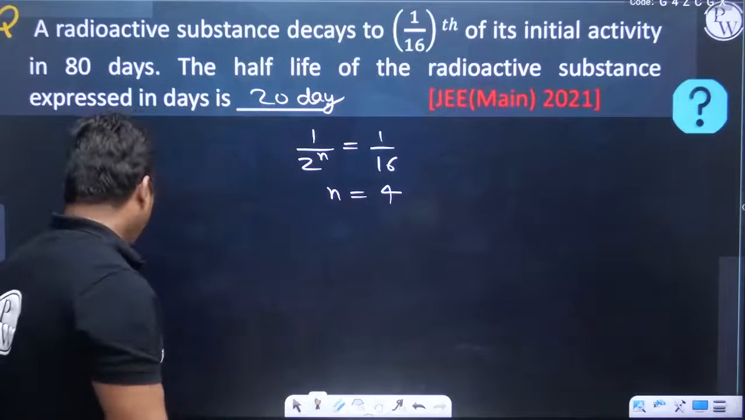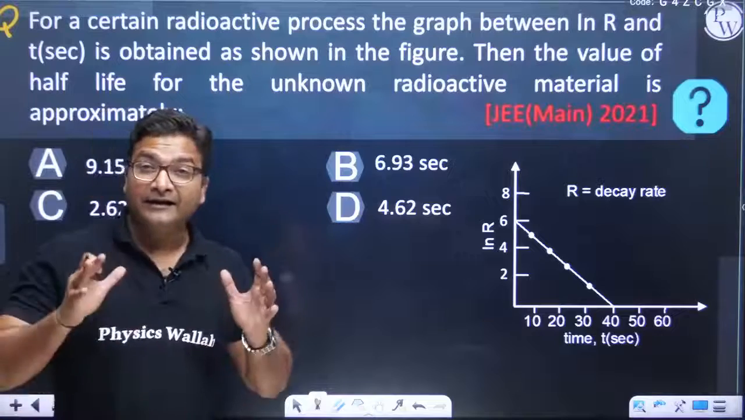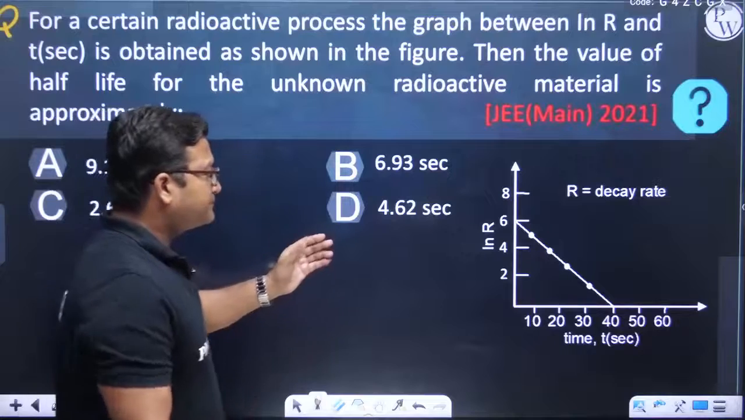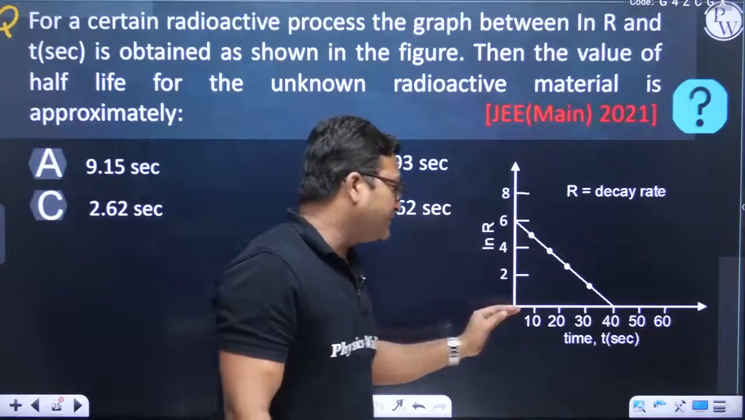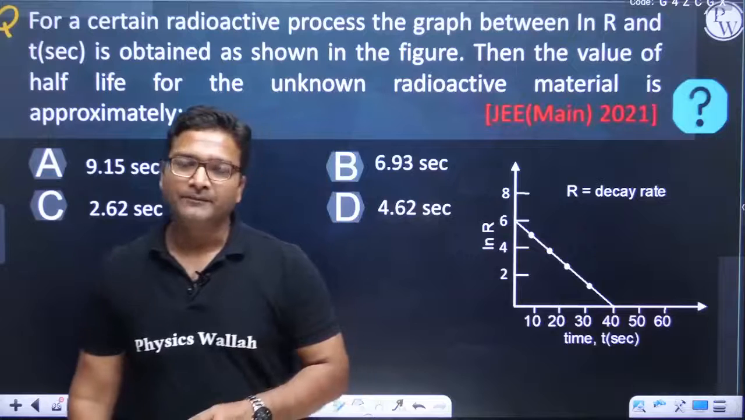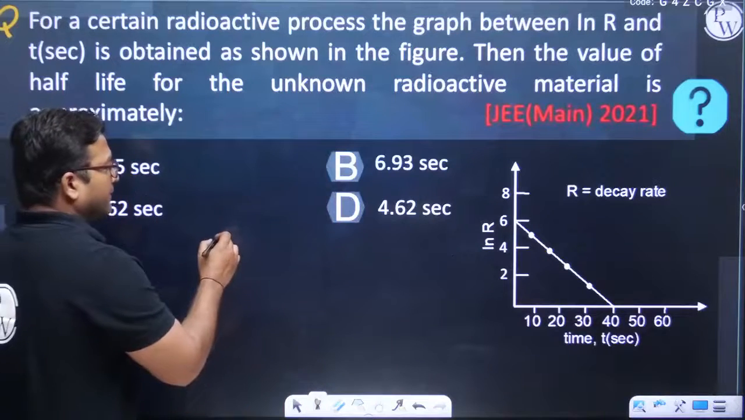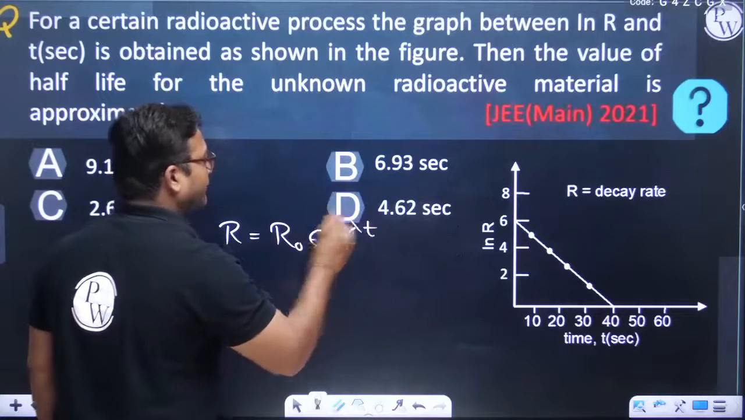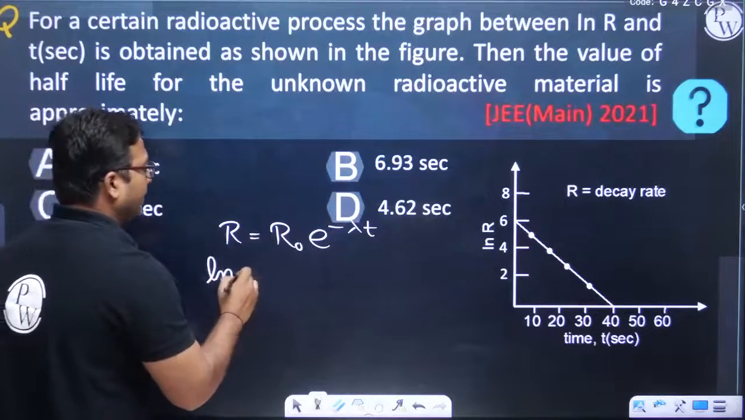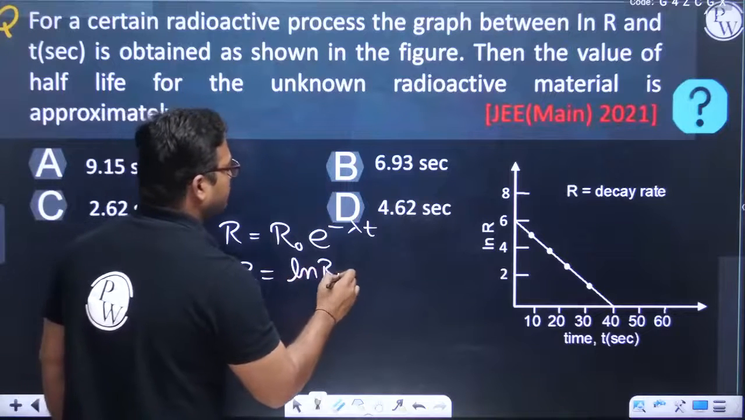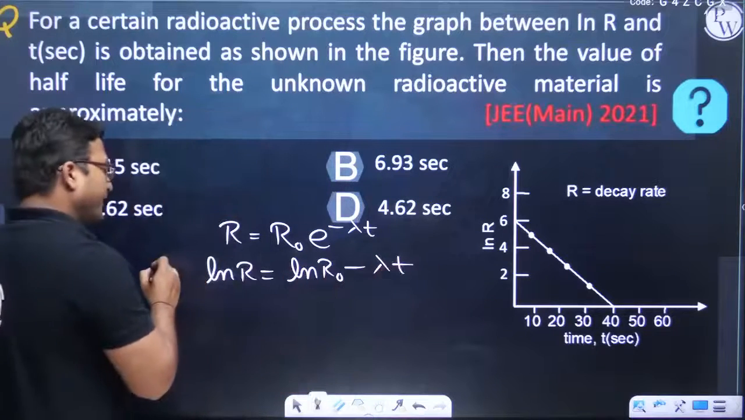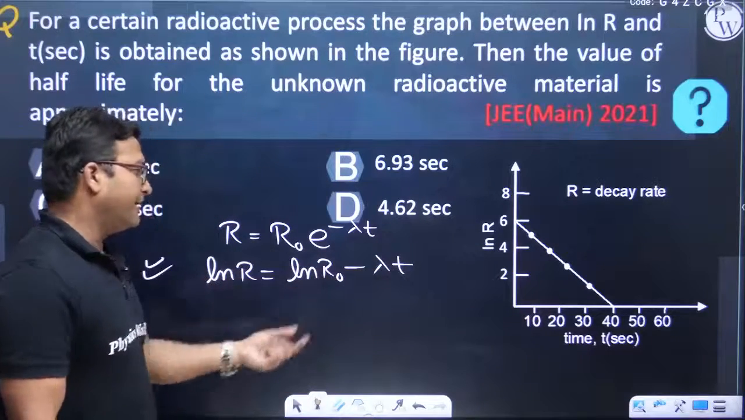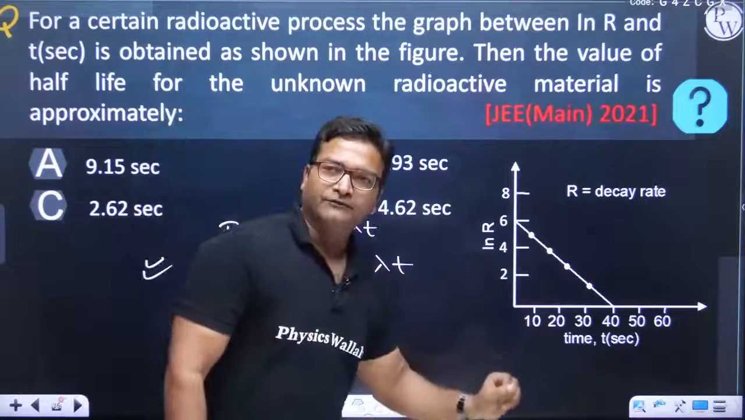Okay, let us move to the next and last question of today, which is this. It says the log of activity is decreasing with time as shown in the figure. Okay, so let me write the law of activity. You know the activity is given by initial activity e to the power minus lambda t. If you take log on both sides, you have ln r equals ln r naught minus lambda t. If you compare this equation with this graph, the graph between ln r and t is obviously a straight line with negative slope, right?